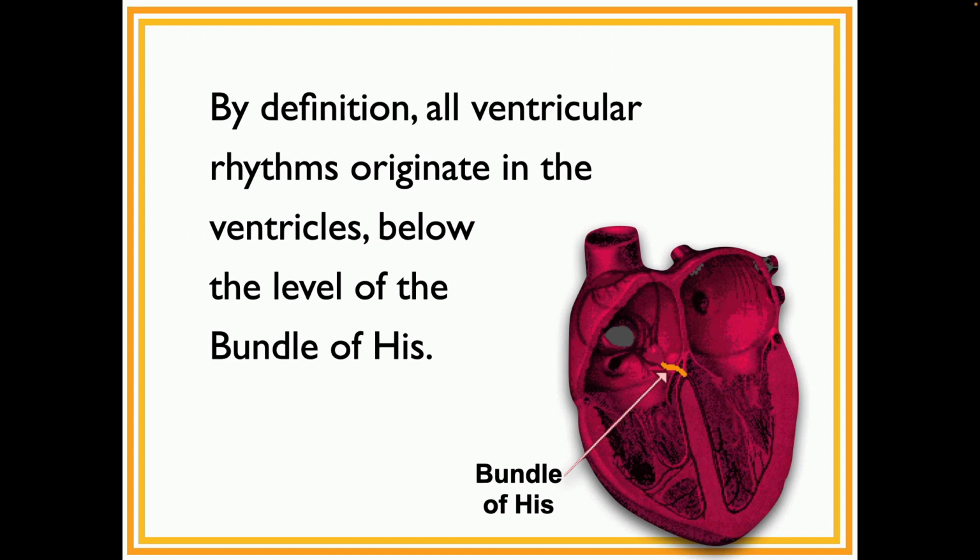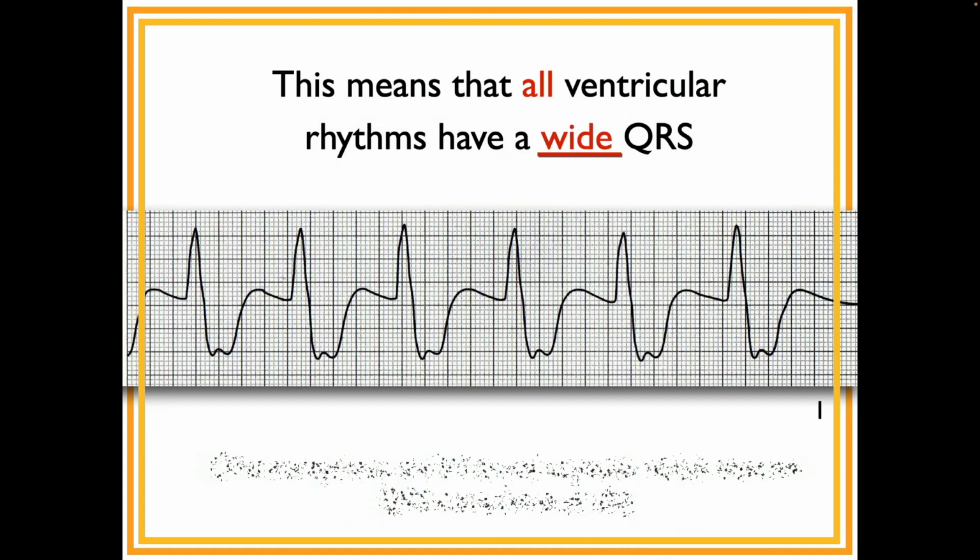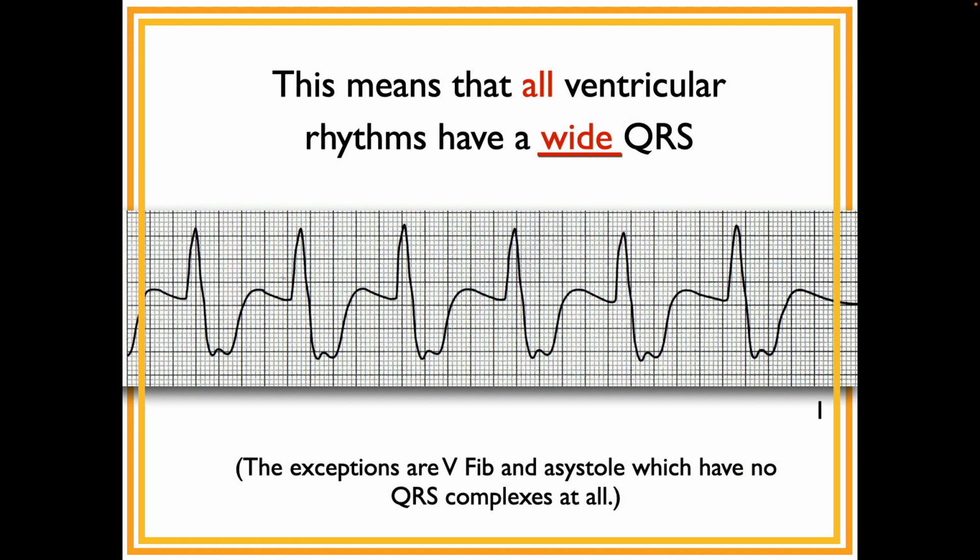This means that, so Cody, all ventricular rhythms have what? A narrow or a wide QRS? A wide QRS, okay? And I said this one year and somebody raised their hand and said, but VFib doesn't have a wide QRS. And so now for all the smart Alex students in the audience, I say the exceptions are VFib and asystole, which have no QRS complexes at all.